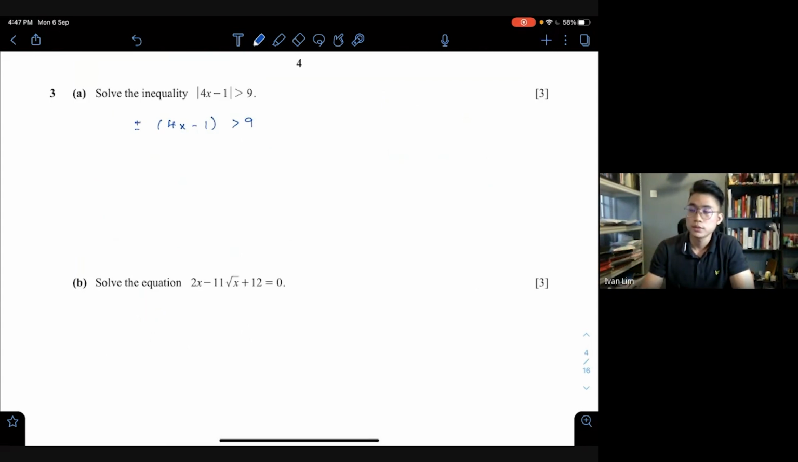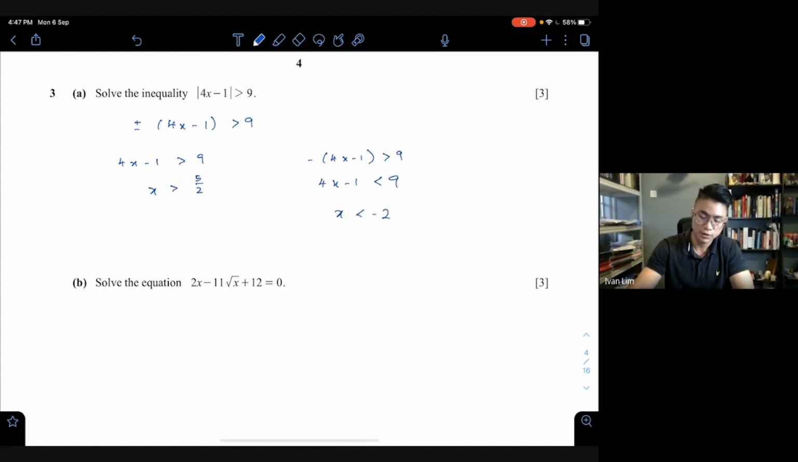Okay, start like this. Then you can do 4x minus 1 more than 9. Then minus 4x minus 1 more than 9. Okay, wait, I'll answer your question later. Then you can put x is more than 5 over 2. And then this one, if you want to simplify this whole thing, what would happen is the symbol will change, right? So 4x minus 1 less than 9. Then x will be less than negative 2.